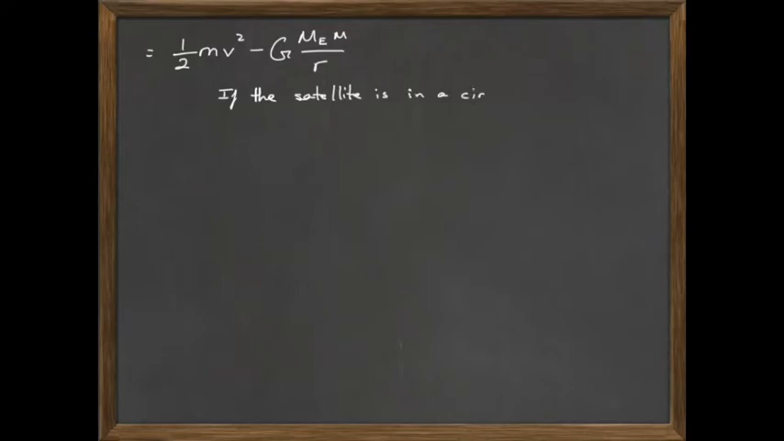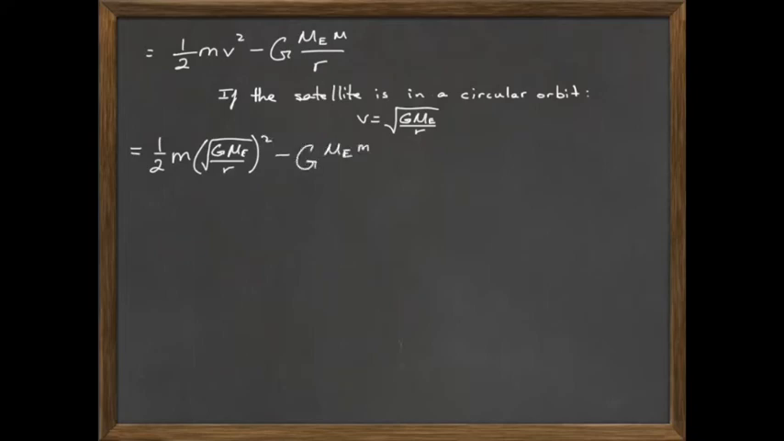Being that the satellite is in a stable orbit, we know that the expression for v is what we just came up with, the square root of the gravitational constant times the mass of the planet, in this case Earth, divided by the orbital distance. So if I plug that in for v and do some of the algebra, what ends up happening is you get half of the gravitational constant times the mass of the Earth times the mass of the satellite divided by r.